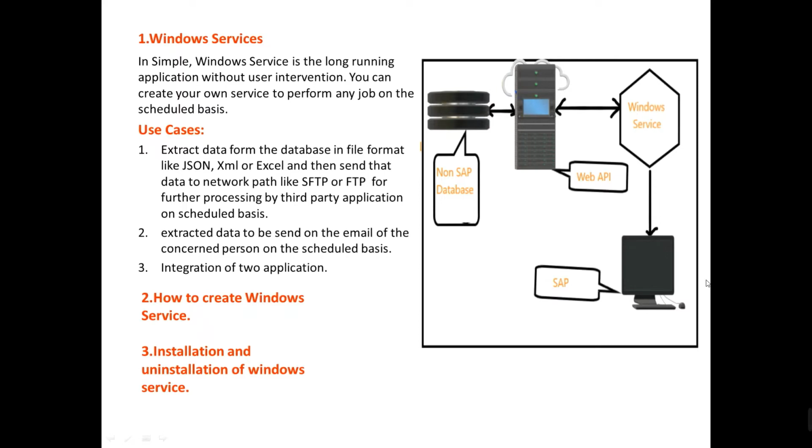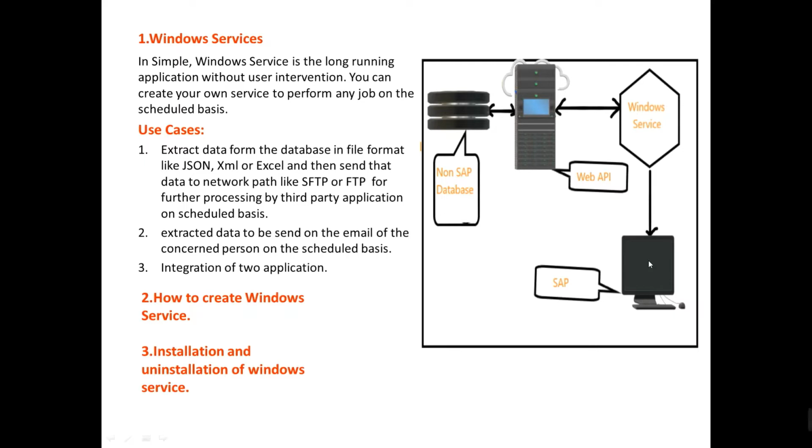In this diagram, we will create a Windows service here, and then one web API that would be hosted on an IIS server. We will hit the web API. That web API will extract data from the database and provide that data to the Windows service, and then the Windows service will prepare data for a sales order and push the sales order to SAP Business One using DI API. We'll see that complete integration in my further videos.